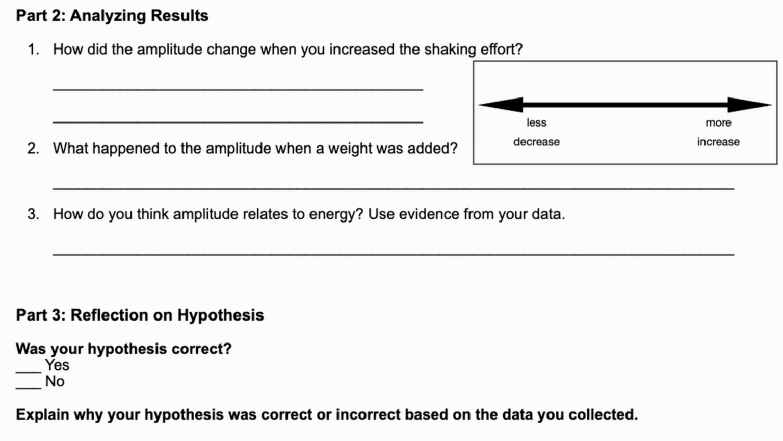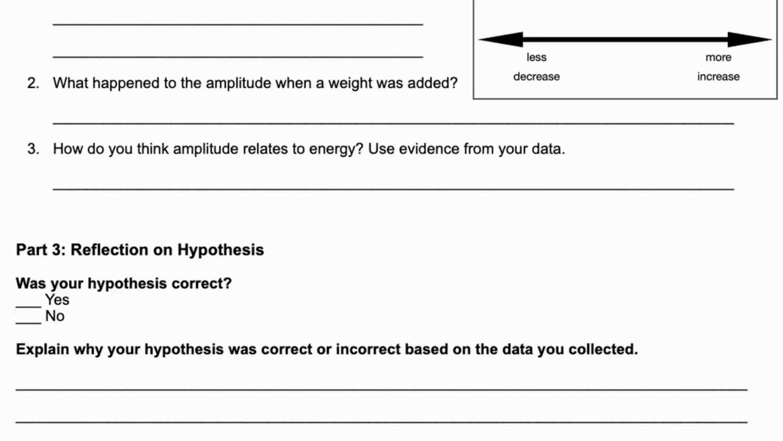Number 2, what happened to the amplitude when a weight was added? So you can compare the data from your test results when you didn't have a weight in the middle to the test results when we did have a weight in the middle. Again, write in a complete sentence. And then number 3, how do you think that amplitude relates to energy? Use evidence from your data. Write a complete sentence to answer that.